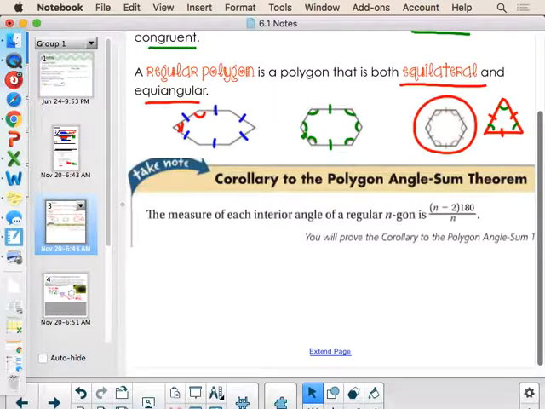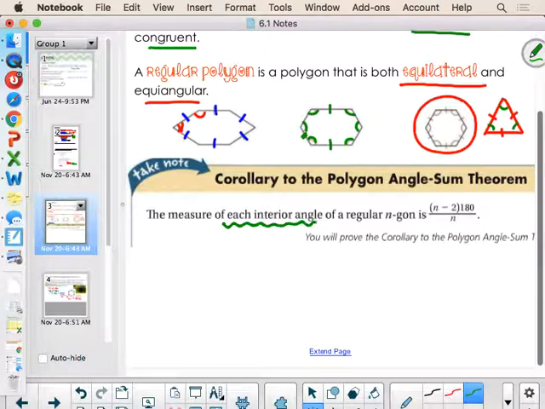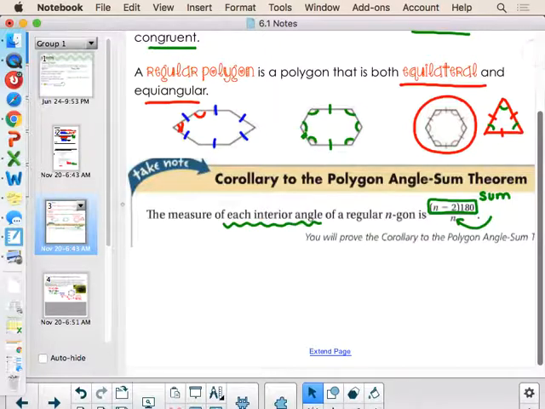If you have a regular polygon, to find the measure of each of the interior angles, all you're going to do is take the sum and you're going to divide it by n. So you're going to divide it by the number of sides of the polygon, okay? And this formula, like I said, you don't have to memorize. It just finds you the measure of each of the interior angles.